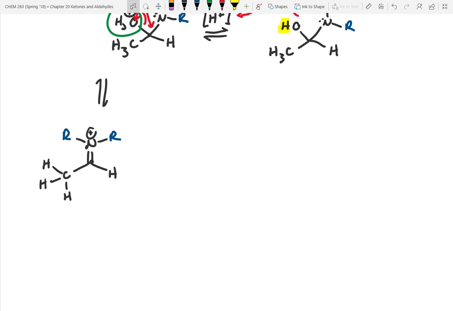So the only option at this point is to do an elimination reaction that looks like this, right? So we're going to deprotonate and form an alkene.